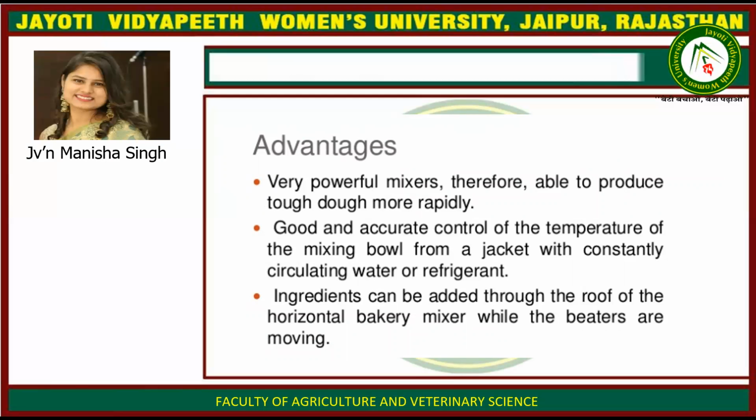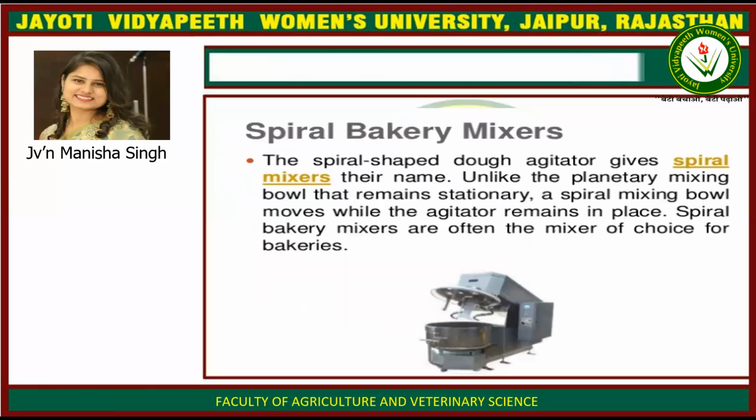Advantages are very powerful mixers, therefore able to produce tough dough more rapidly. Good and accurate control of the temperature of the mixing bowl from a jacket with constantly circulating water or refrigerant. Ingredients can be added through the roof of the horizontal bakery mixer while the beaters are moving.